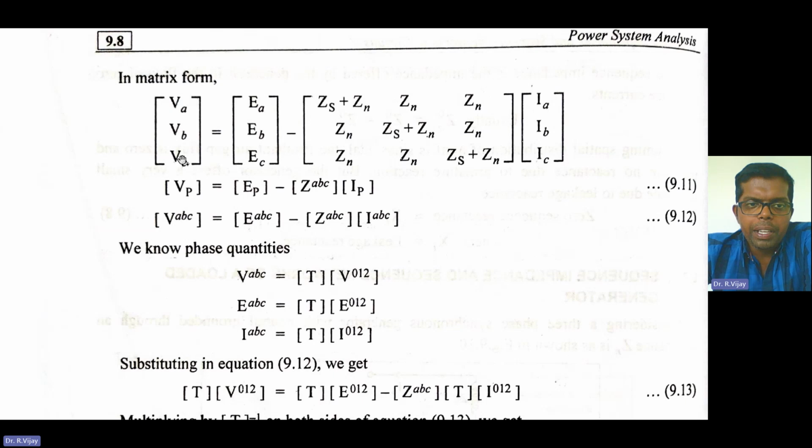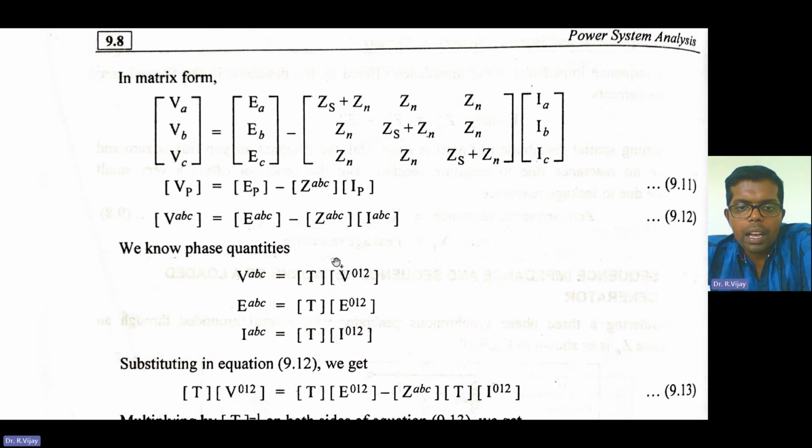Next step, VA, VB, VC are the phase voltages. Here EA, EB, EC are the EP, that is the induced EMF generated in the A phase, that is all the three phases. So EP minus this we have taken as ZABC into IP. Now VABC is equal to the same thing. We are rewriting the phase voltage as VABC, the EMF as EABC minus ZABC into the phase current, rewriting it as IABC.